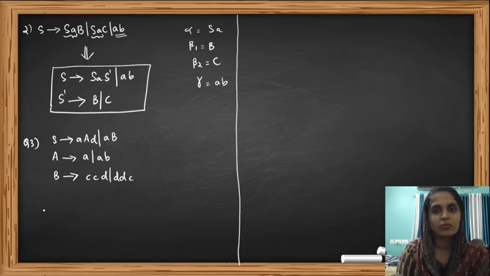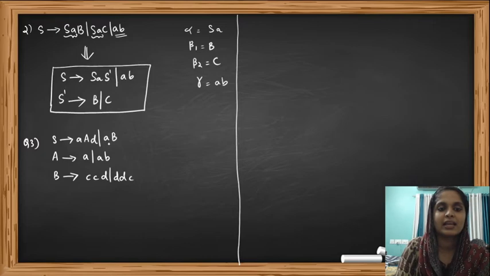So what we have to do? We have to check whether the left factor is present in each of these productions. So let's consider the first production. S produces AD bar AB. Is there any common factor? Yes, right? The A is our common factor. So here we can say that alpha is equal to small letter A. Now what's the value of beta?